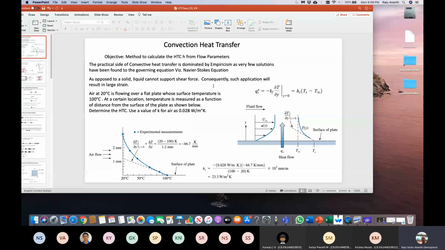All right. So I just did a theoretical explanation for the heat transfer. Let's just do a simple problem here. So there is a flow. The air is flowing at 20 degrees centigrade over a flat plate whose surface temperature is 100 degrees. So there's a 100-degree hot plate and this air is flowing through. At a certain location, temperature is measured as a function of distance from the surface. So as a function of y, I'm plotting the temperature. I get this temperature profile. Hot here and slowly reaches the mainstream flow temperature. That's what this is.